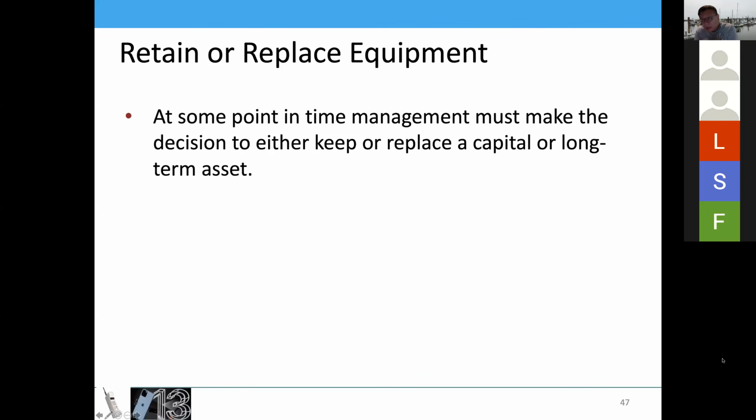So let's talk about the fourth type of incremental analysis: retain or replace an equipment. If you have old equipment, you may face the decision whether you should buy a new one to replace it or keep running the old one, right? That's a very typical decision.